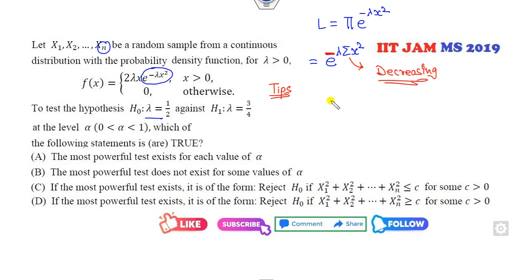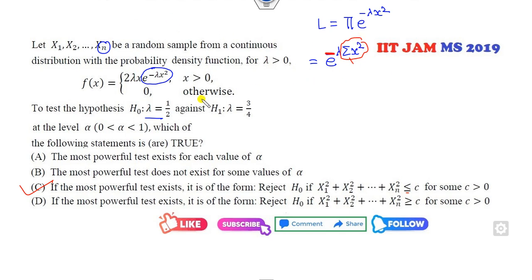Fine. Once it's a decreasing function, as I told you, the critical region is always of the form less than C. In this case, x will be my statistic here. So that means your critical region is summation x square is less than C. So you can see C is the right answer. Anyhow, I will do it as usual.